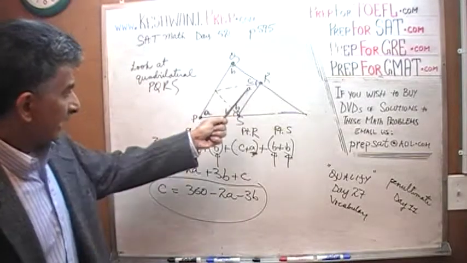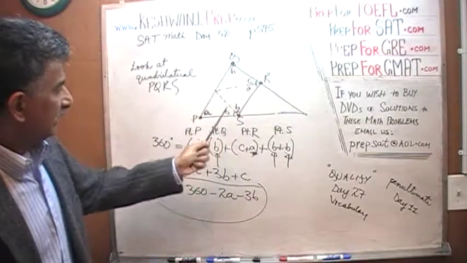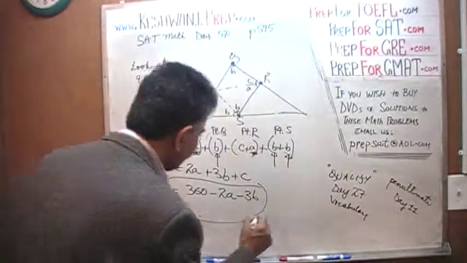So C equals 360 minus 2A, this A and that A, and minus three B's. That's it. We're done. The answer is E. The answer is E.